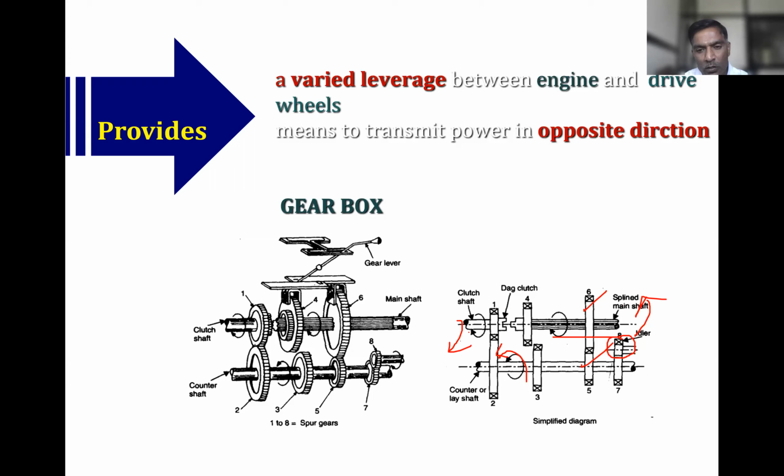So clutch shaft इथं कसा rotate होतोय? Clockwise. Main shaft कसा rotate होईल? Anti-clockwise. कशामुळे? Because we have added one more gear that is called as the idler gear. So that gear number is gear number 8. So transmission system in which the idler gear is used to provide means to transmit power in opposite direction. Because of this arrangement, we can get the reverse motion of the vehicle.